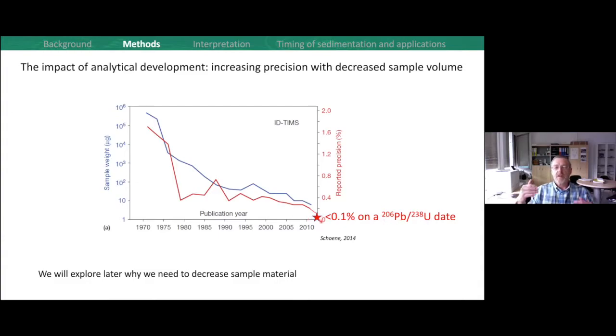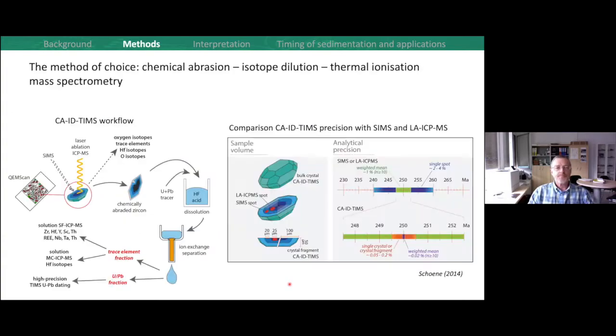So this is a lot of method development which was done over these many years that we are capable of today to get there. And we will explore later a bit in my talk why actually we need to decrease sample material. It's essential for understanding the systematics of the isotope system in the minerals we date.